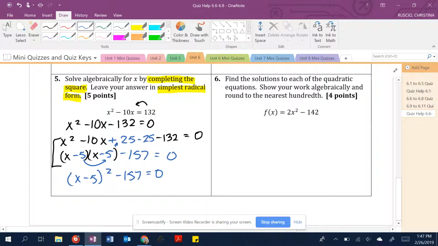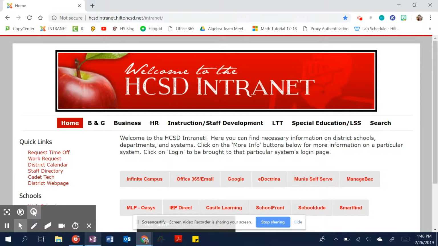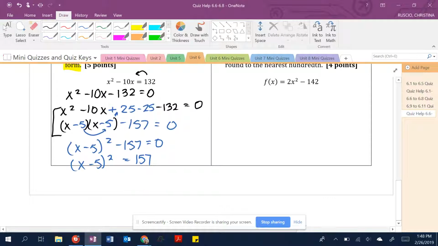There we have like a sort of vertex form. It's not totally vertex form because it's not an equation, not a function. Like this should be an f of x there or a y or something like that. Let's continue solving because it says find the exact value. So x minus 5 all squared is equal to 157. All right, so carrying on.